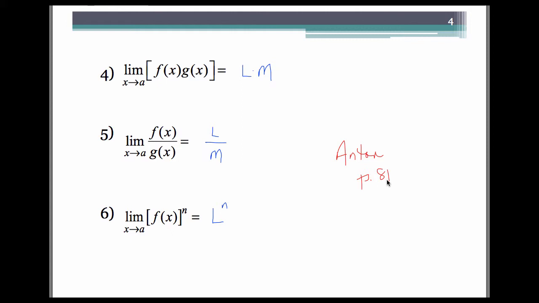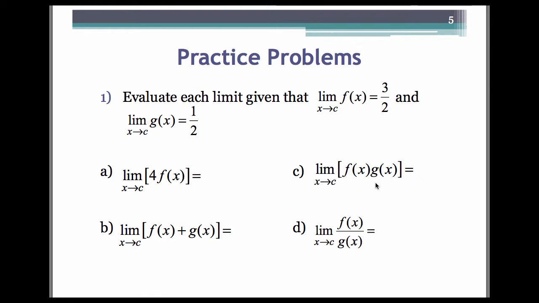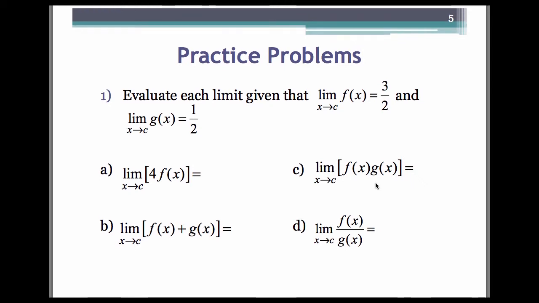So let's take a look at a few practice problems. This is one of the shortest lessons of the entire year, by the way. So suppose, let's see, we have the limit of f of x as x approaches c, and that limit is known to be 3 over 2, and the limit of g of x as x approaches c is 1/2. So the first thing we're asked to calculate is the limit of 4 times f of x. So this is that last property where you're multiplying a function by a constant. So all we would simply do is 4 times 3/2.